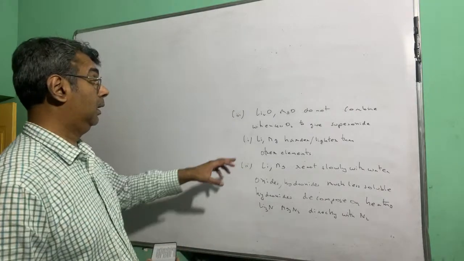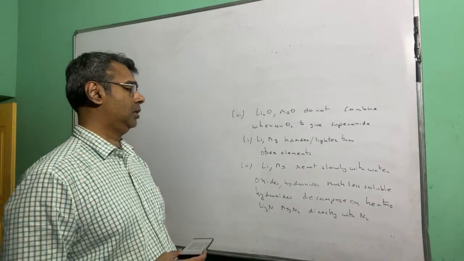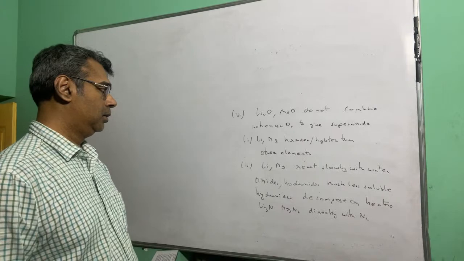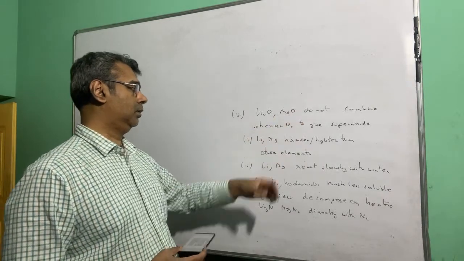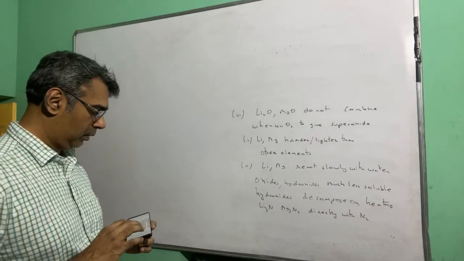Okay, then Li2O and MgO, they don't combine with excess oxygen to give superoxide. So Li2O and MgO don't have any tendency to combine with excess oxygen and give superoxide. That is point number 3.